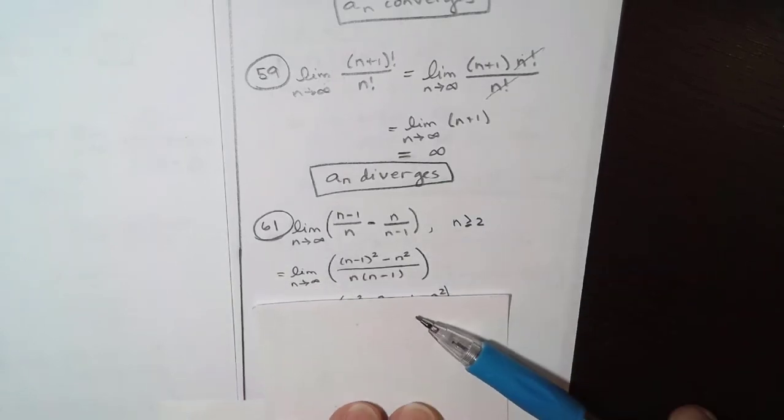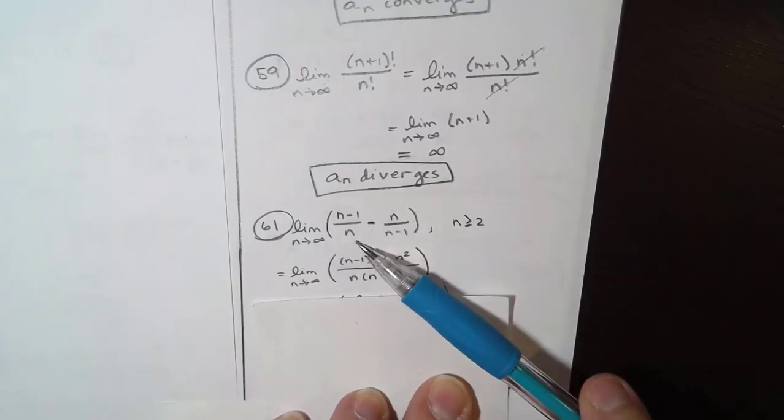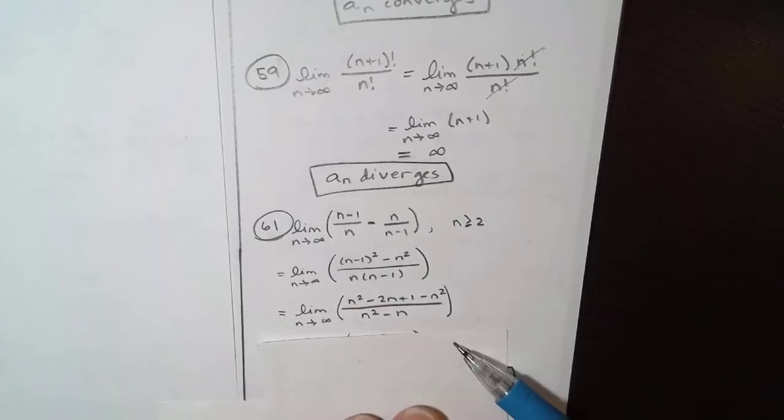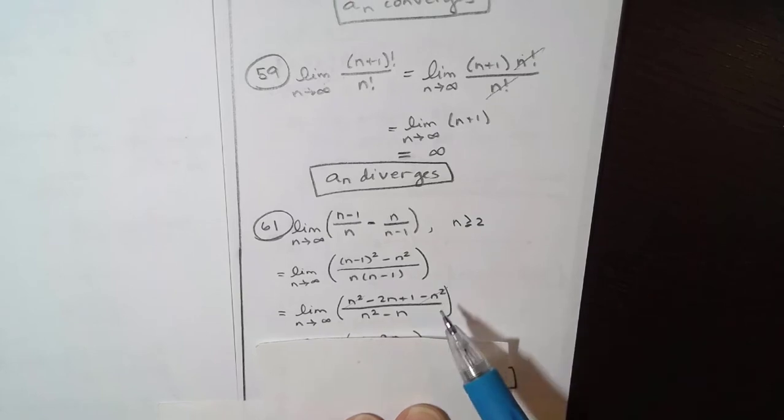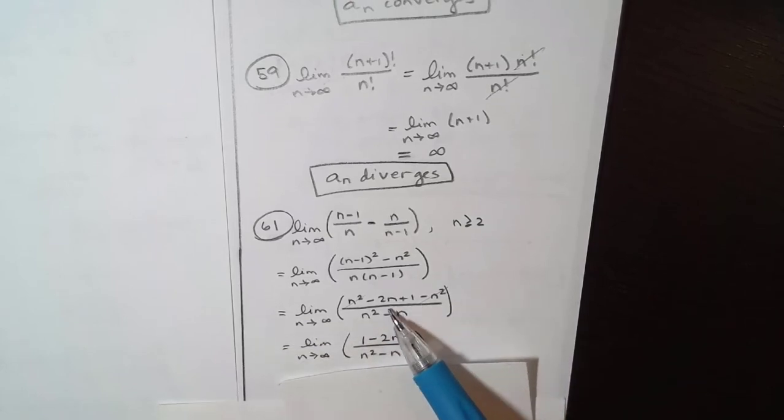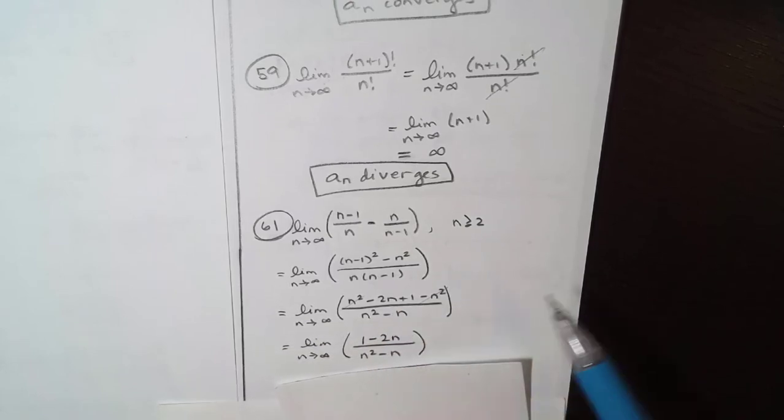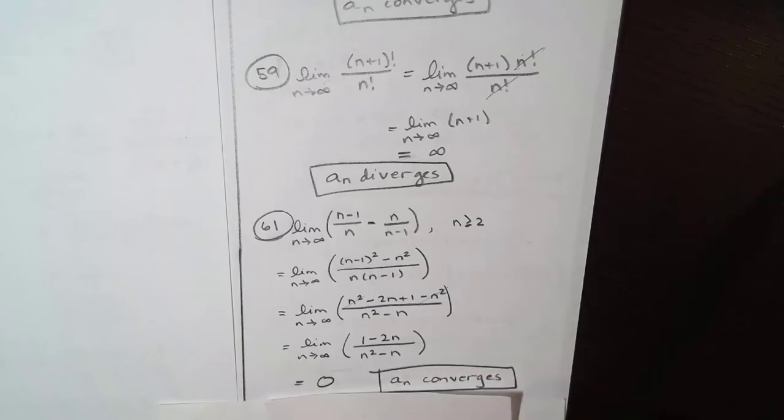Let's get a common denominator: this product minus this product over this one, which becomes this. The n squareds are going to cancel each other out in the numerator. So in the numerator, I actually get 1 minus 2n on top. I get n squared minus n on the bottom, bigger exponent on the bottom. The limit of the nth term is 0, so a_n converges.